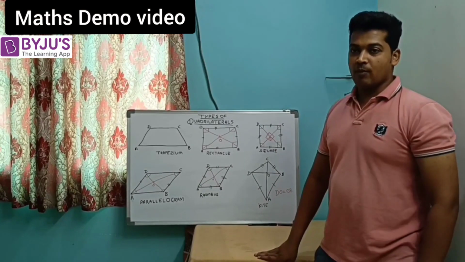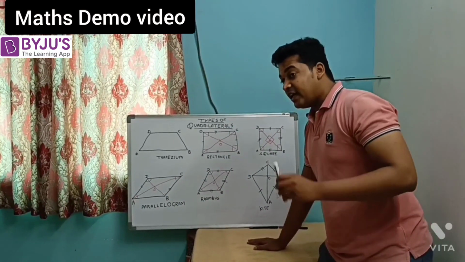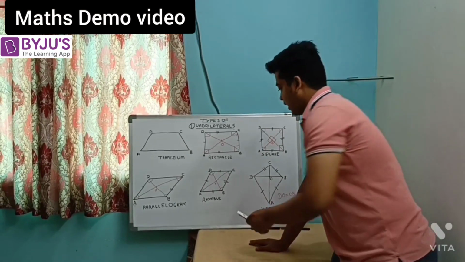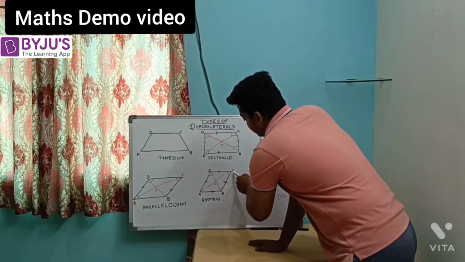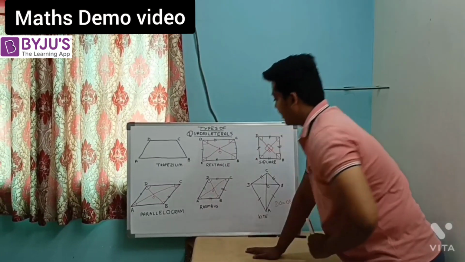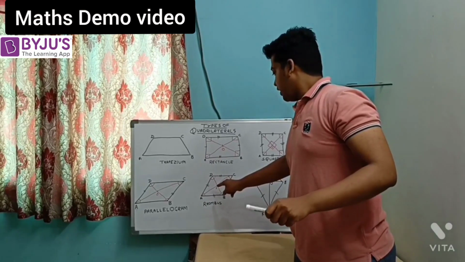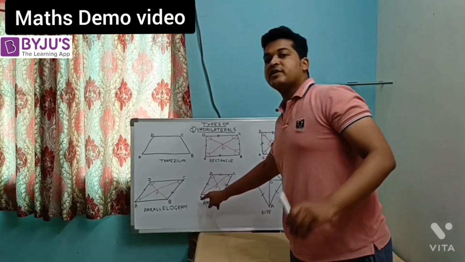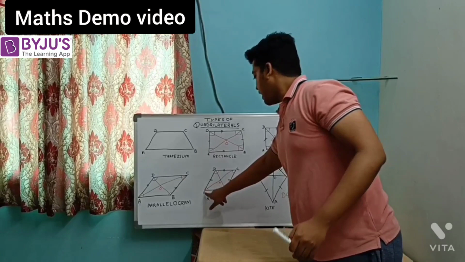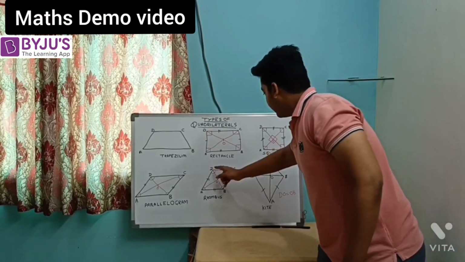Let's move to rhombus. A rhombus is a type of parallelogram in which all sides are equal. AB will be equal to BC, BC will be equal to DC, and DC will be equal to DA. And opposite sides are parallel and equal to each other. And opposite angles are also equal to each other. Angle A will be equal to angle C, angle B will be equal to angle D.